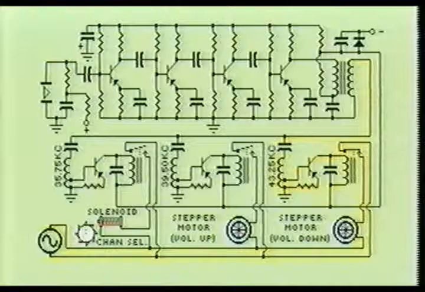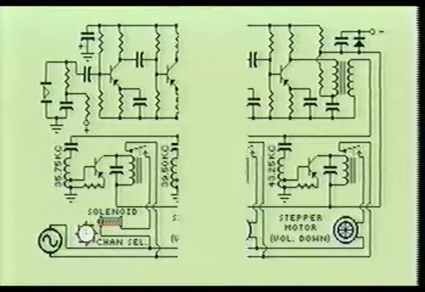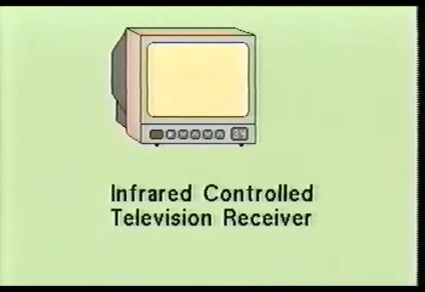Now let's examine another common type of remote control system. Here you see a television receiver which uses infrared light as the controlling source.